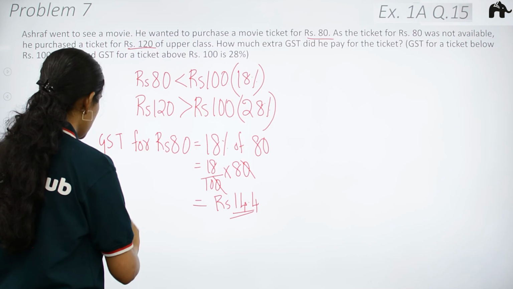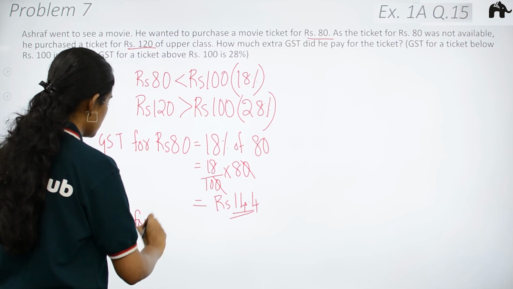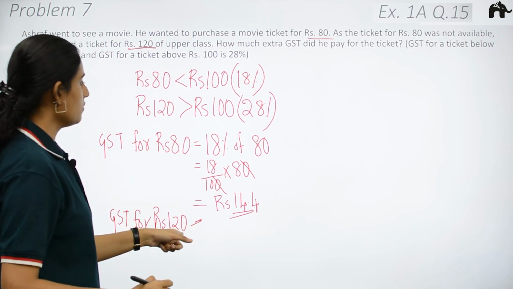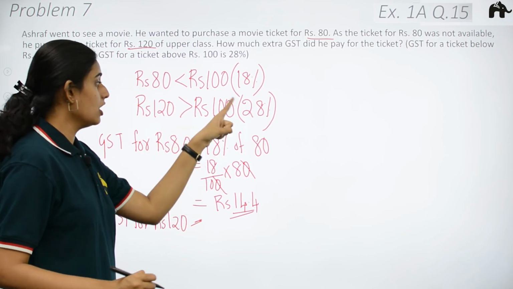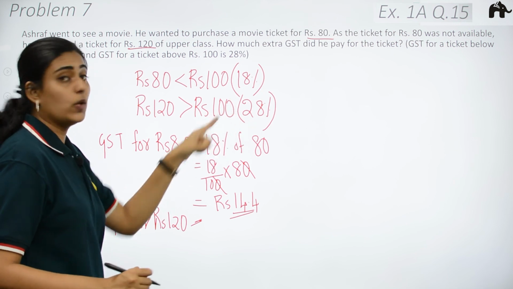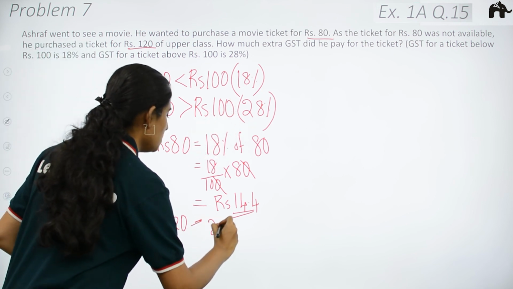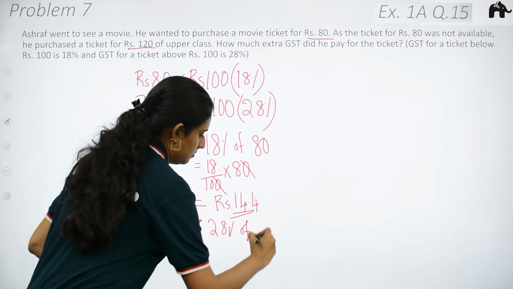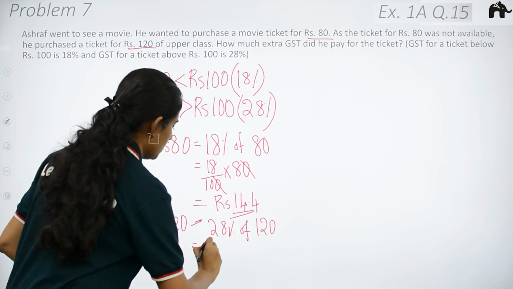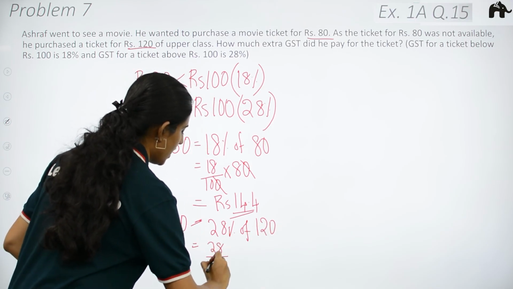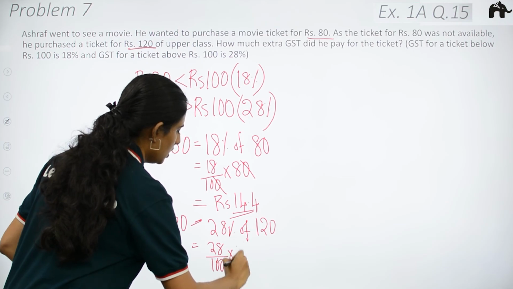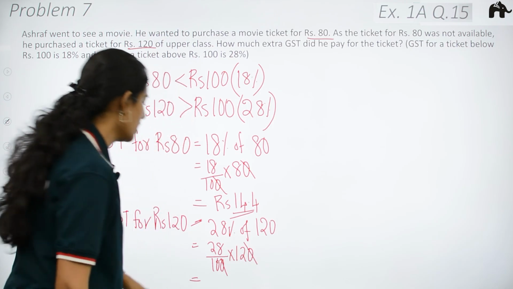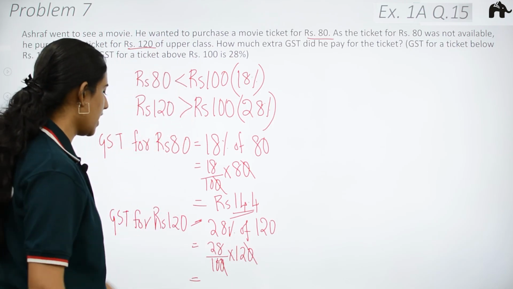Now, let's find the GST for tickets of rupees 120. In case of 120, which is greater than 100, you will have to pay a GST of 28%, which means 28% of 120. 28 divided by 100 into 120, which is equal to 28 into 12 divided by 10.